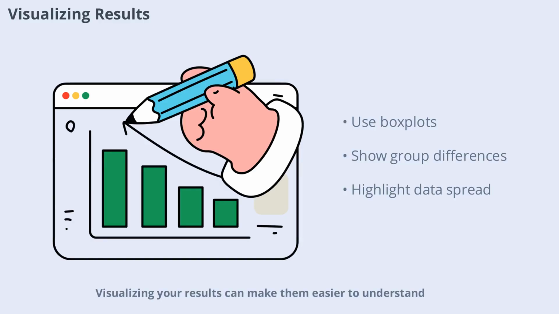Visualizing your results can make them easier to understand. Box plots or rank plots are great for showing differences between groups. These visuals highlight the spread and central tendency of your data, making it clear if one group tends to have higher values than the other.